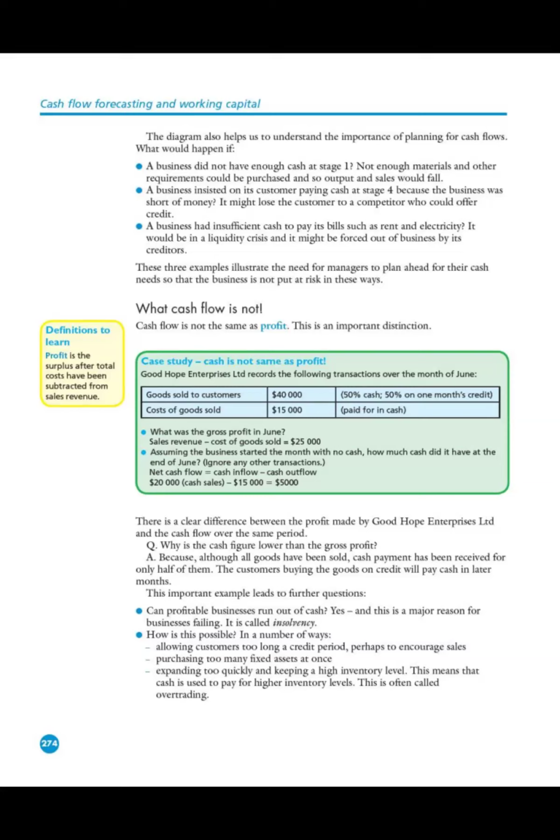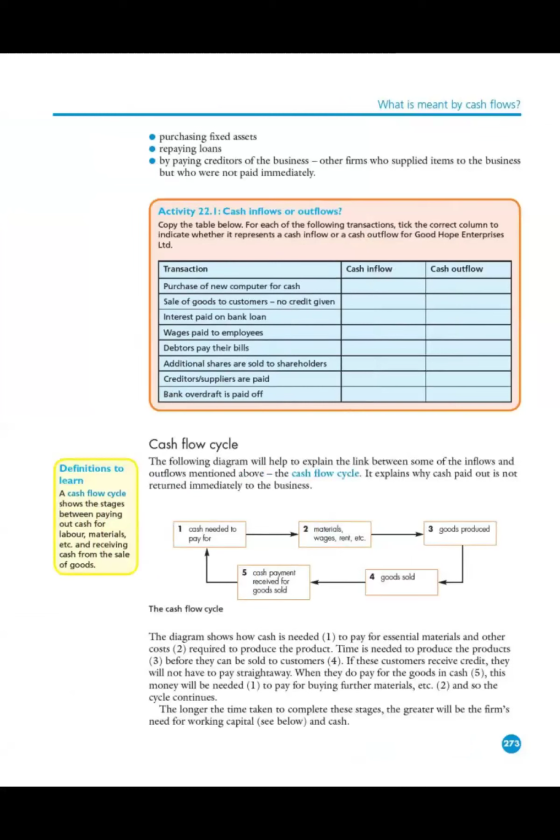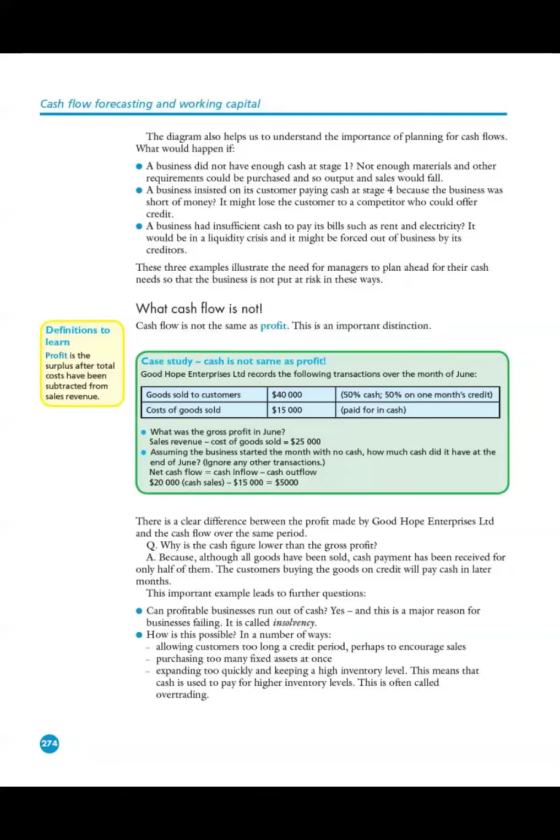If a business insisted on its customers paying cash at stage 4 because the business was short of money, it might lose the customers to a competitor who could offer credit. So if at stage number 4, after you sell the goods, you just say, okay, we are just selling on cash, we don't want credit, you know what that means? Some of your customers will say, these guys are not serious, we'll go where they are more understanding. You lose your customers. So there are all those issues that need to be brought to your attention.